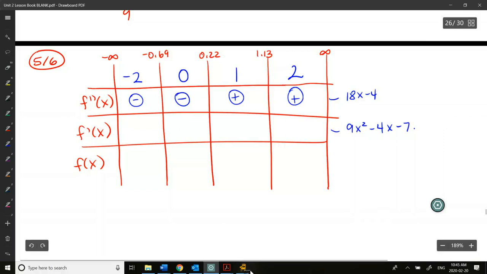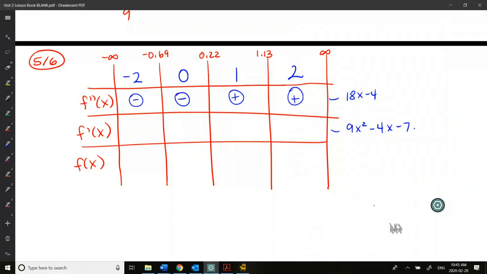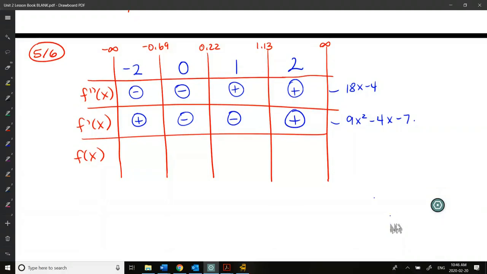Okay, I'll give you a couple seconds to do that. We'll pause. Okay, what did you guys get for each of these sections here? Positive, negative makes sense, negative, and positive. Okay, so are we good? Did everyone else get that? Yep? Okay, good.